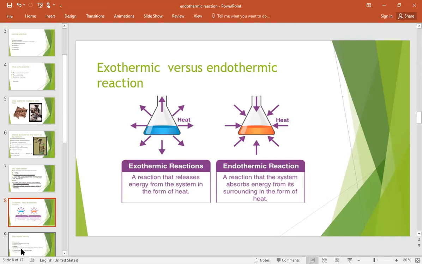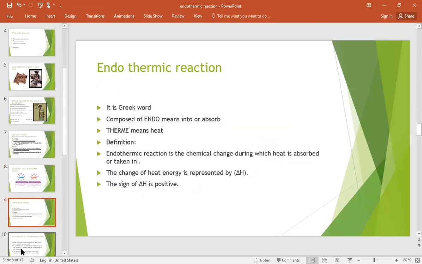In an endothermic reaction, the system absorbs. The orange color is showing the system. The system is absorbing heat from the surroundings. So let's see the endothermic reaction. The Greek word endo means into, absorb, and thermic means heat. If I ask what an endothermic reaction is, everyone can give me the answer now: a chemical reaction in which heat is absorbed or taken in. Yes, got it. That means it absorbs heat, okay?